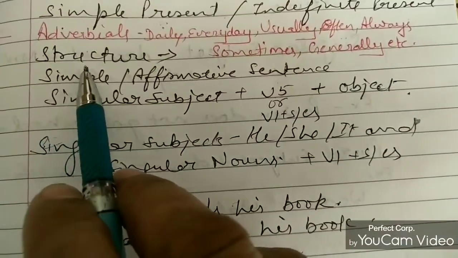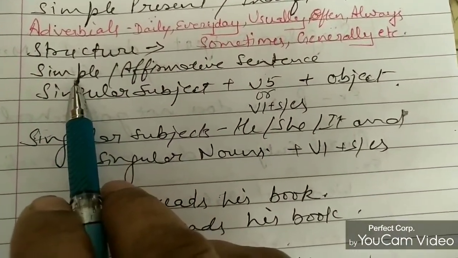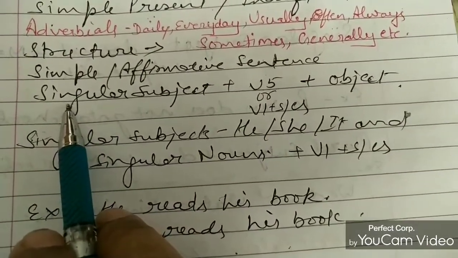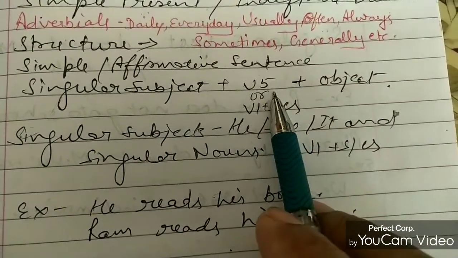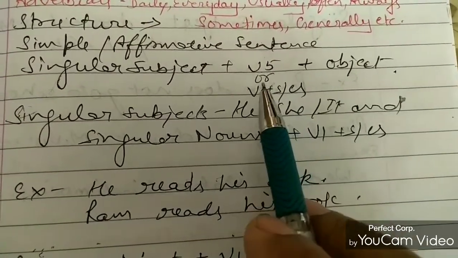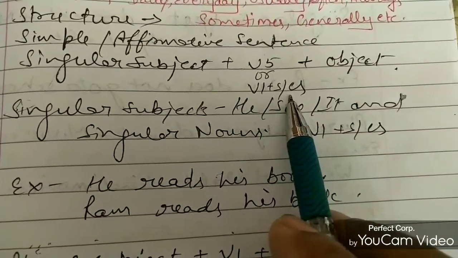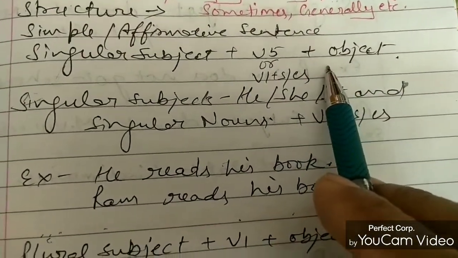Now let's understand the structure of present indefinite tense. First, the simple or affirmative sentence. If the subject is singular, then use the fifth form of the verb, about which I have already explained how to form this form of the verb. That is, first form of the verb plus s or es plus object.